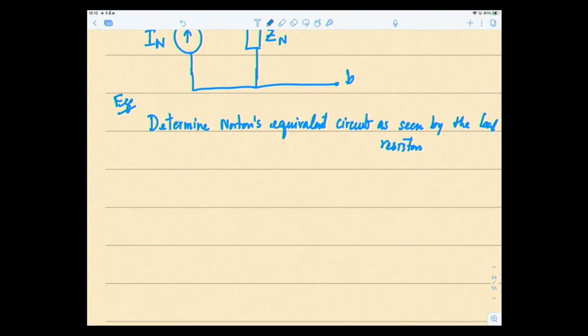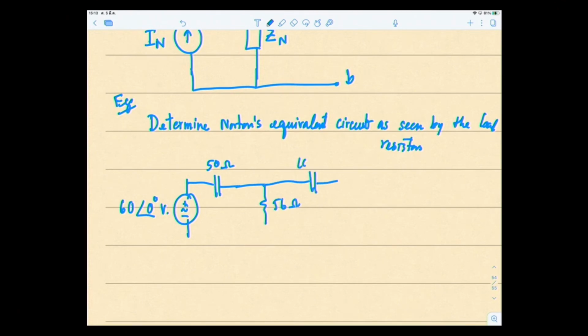Okay, so let's continue. The example is: this is 60 angle 0 degree volt, 50 ohms, 56 ohms, 100 ohms, RL.